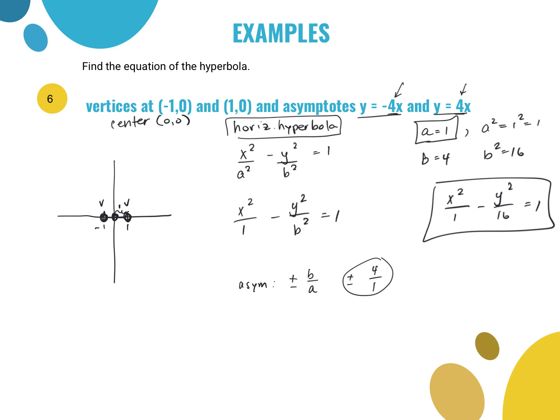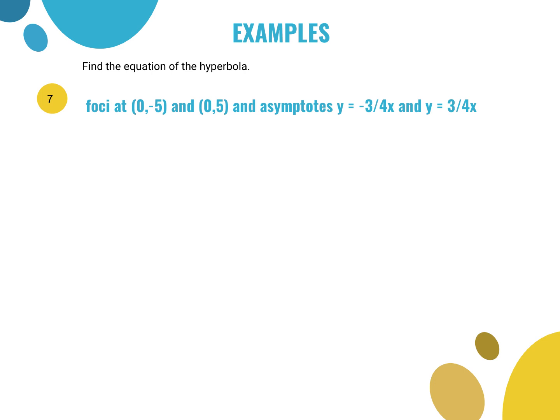And I didn't really have to do a whole lot. I don't need to know the foci. I don't need to draw my asymptotes or draw it. This is all I needed. So again, each time you're going to be given different pieces of information to try to conclude the equation of your hyperbola. Again, all they want is the equation.